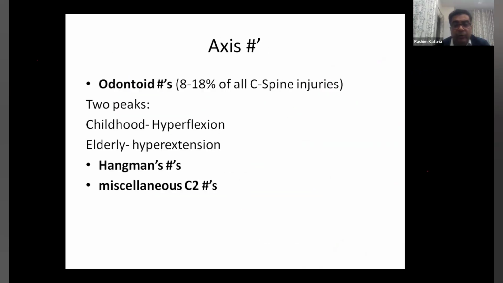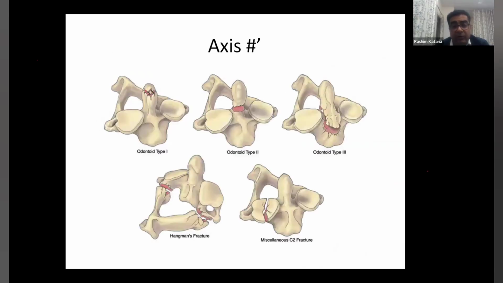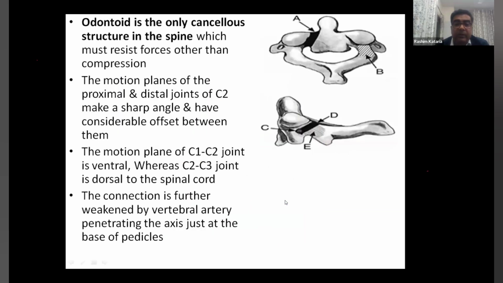Coming on to the odontoid fractures, they comprise 8 to 18% of all cervical spine injuries, and they have two peaks, one in childhood and one in the elderly. Then there are hangman fracture and miscellaneous fractures of C2. Type 1, type 2, type 3 odontoid fractures we all know of. This is the pars interarticularis fracture of hangman, and there are some other miscellaneous fractures.